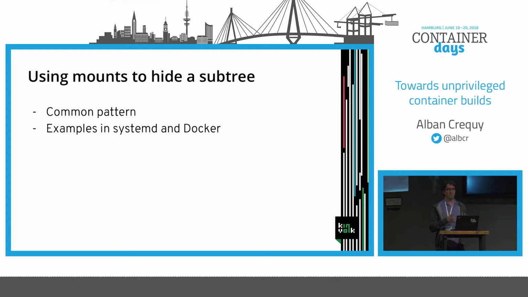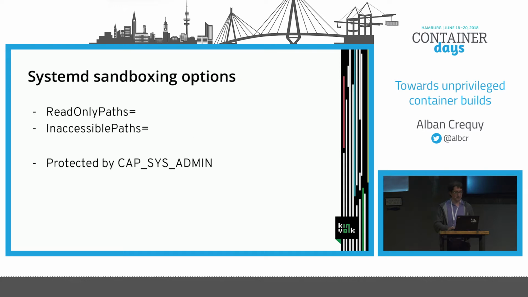The feature is that when you mount a file system on a directory, it hides the files that were there before. The mount covers what was there before, and you see the mount instead of the files in the previous directory. That's a common pattern that is used for some security features. I will give an example in systemd and in Docker.